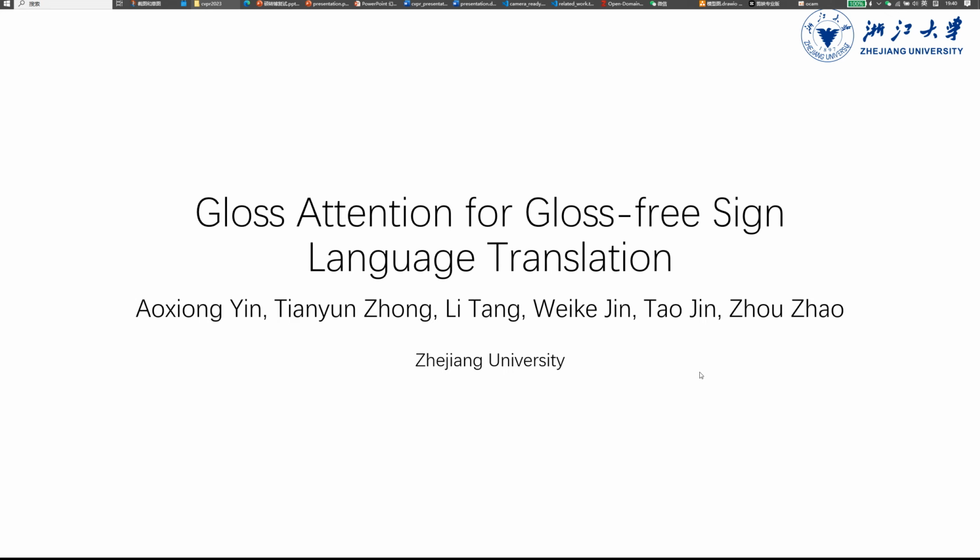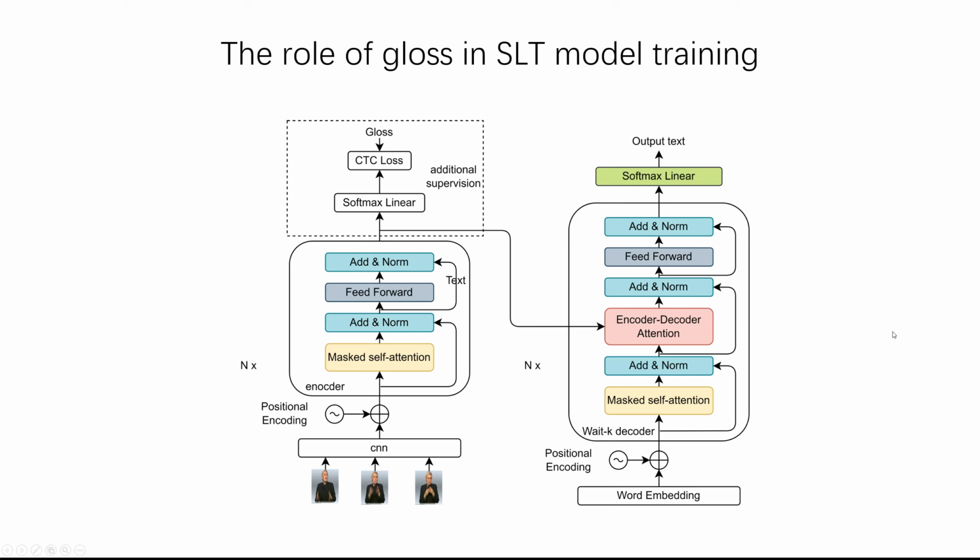Most sign language translation methods to date require the use of gloss annotations to provide additional supervision information. However, the acquisition of gloss is not easy.